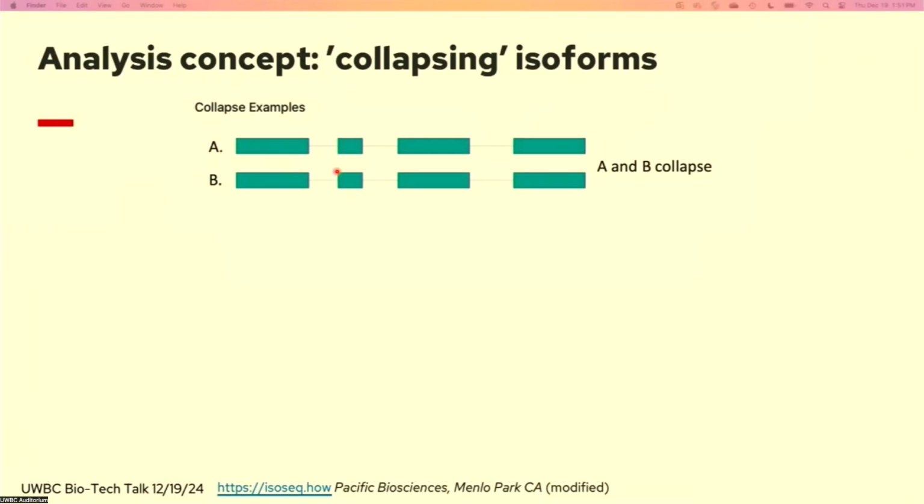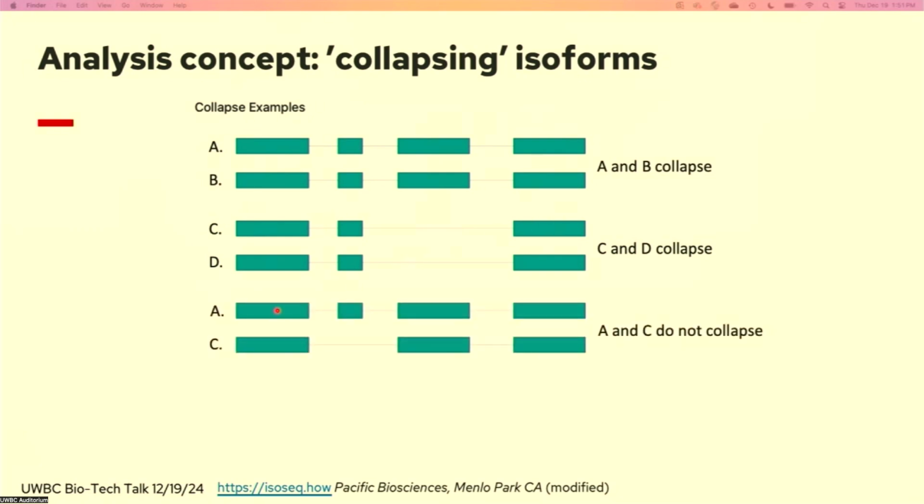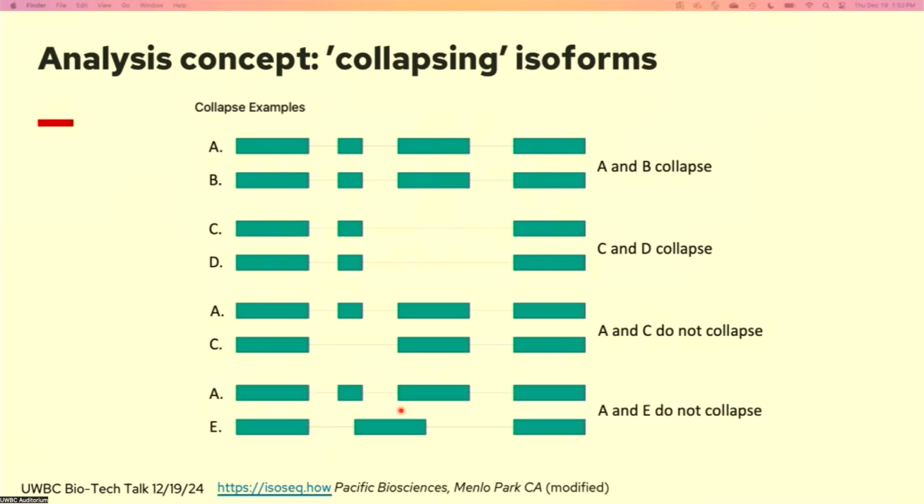So for example, these two reads share the same exon structures and combinations, so they would collapse into a single isoform. C and D, while different than A and B, are still similar to each other, so they would collapse into another isoform. A and C do not share the same exon structure, so they would not collapse together. It's also true for A, again just as an example, A versus a novel isoform E.